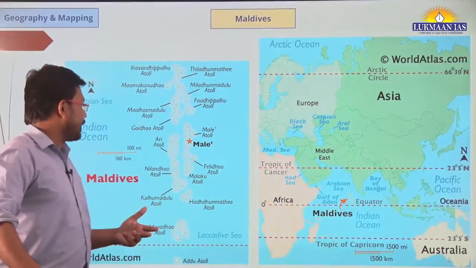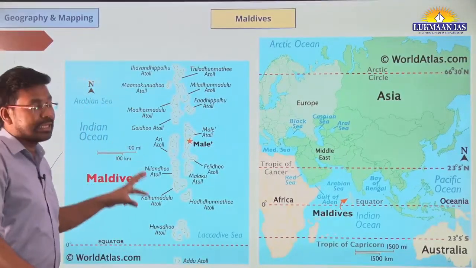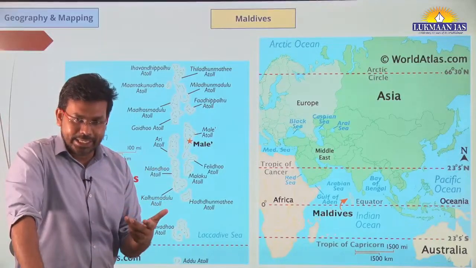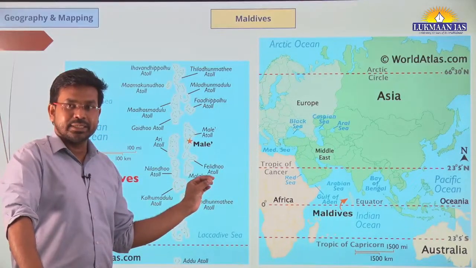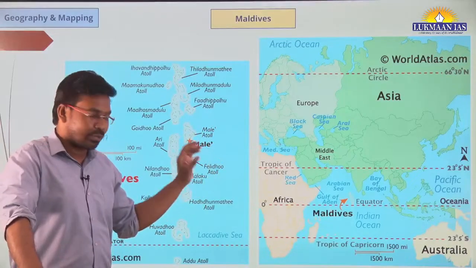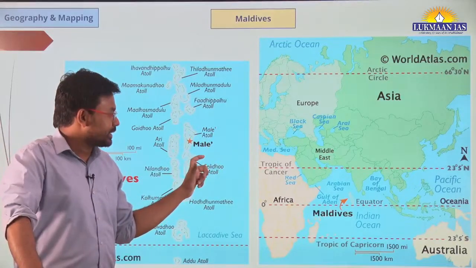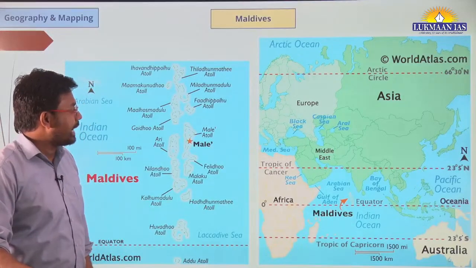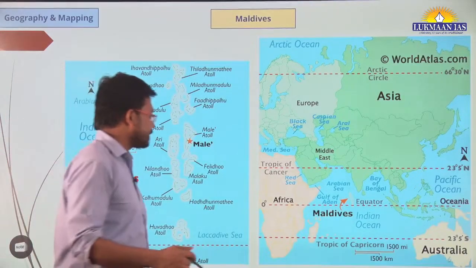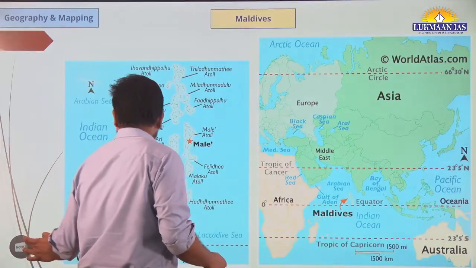Where is Maldives located? As I said, Maldives is an island nation in South Asia, and this is the smallest nation state in South Asia. It has around 1192 islands as part of it. So where is Maldives located? Let us quickly see the location.